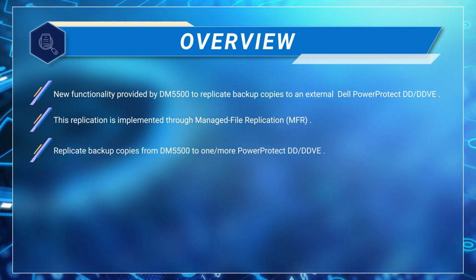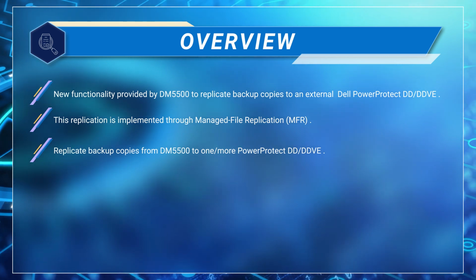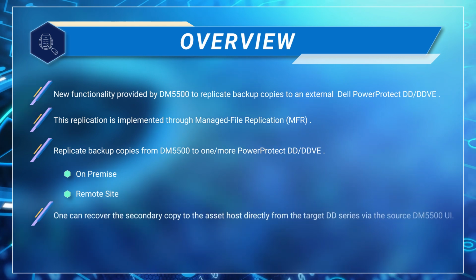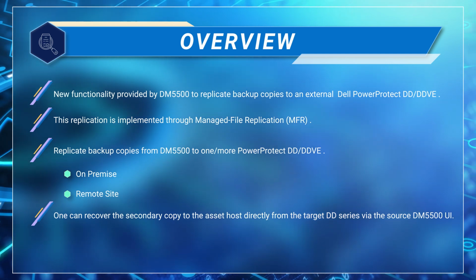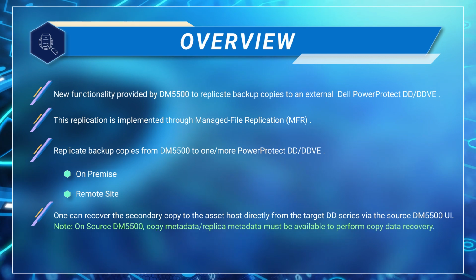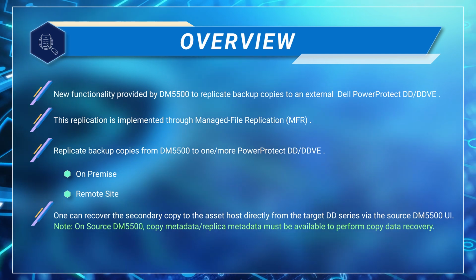You can replicate backup copies from DM5500 to one or more PowerProtect DD or DDVE that can be either on-premise or at the remote site. One can also recover the secondary copy to the asset host directly from the target DD series via the source DM5500 UI, provided that on the source DM5500, copy metadata or replica metadata is available to perform copy data recovery.